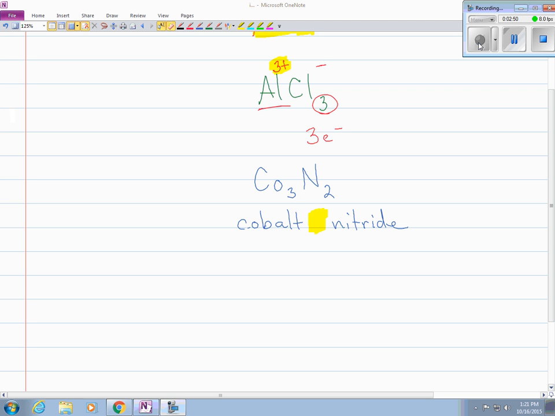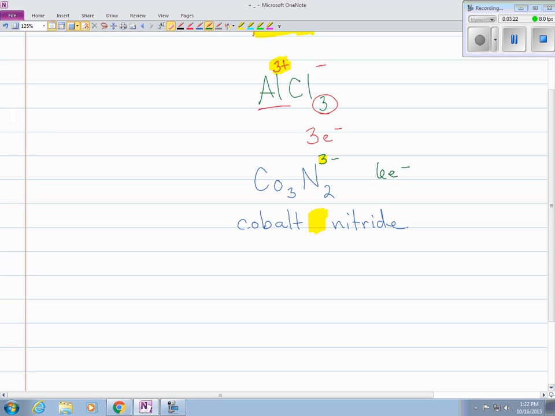So to figure out the charge on the cobalt, we just have to look at the total number of electrons that were transferred from cobalt to nitrogen in this compound. Each nitrogen, we know from looking at the periodic table, has a -3 charge, gains 3 electrons. So I'm going to put 3 minus up there. There are 2 of them, so each of these 2 has gained 3 electrons. That's a total of 6 electrons that have been transferred from the cobalt to the nitrogen.